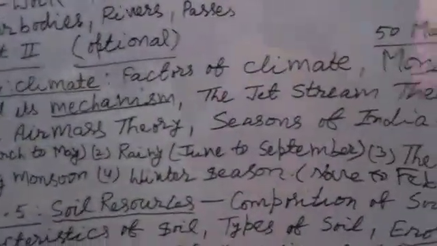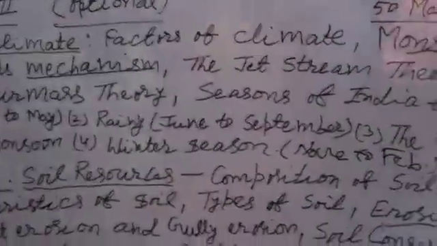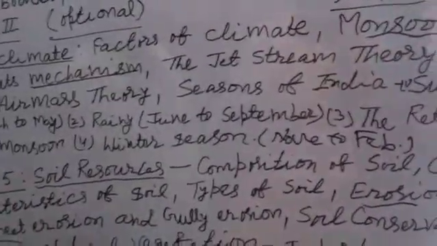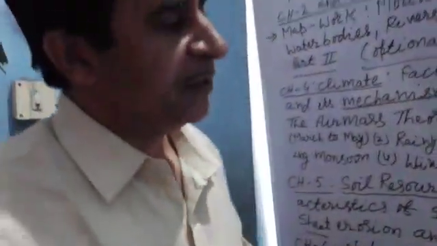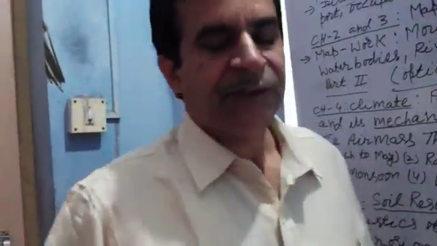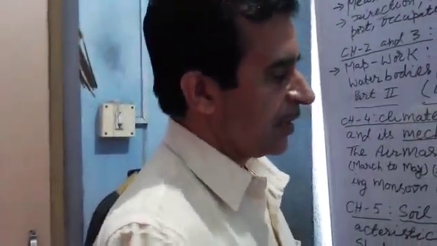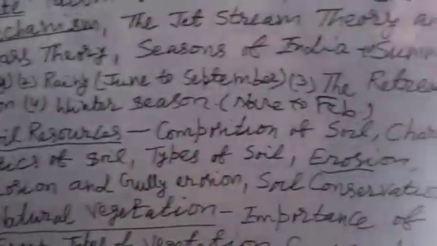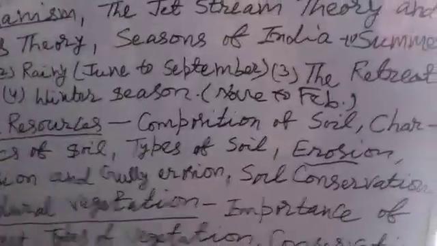Composition of soil, it means color, texture and formation. Color like red, blue, black and yellow color. Texture: sandy, clay and loamy soil. Formation: residual soil and transported soil.